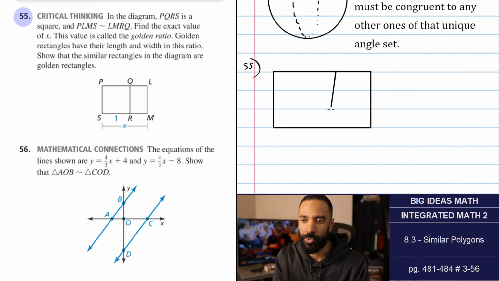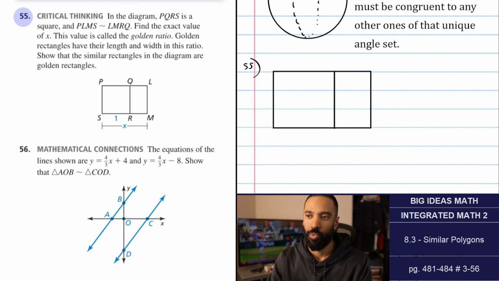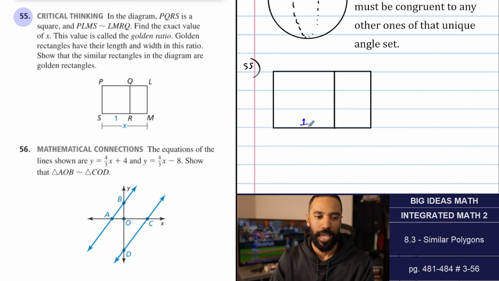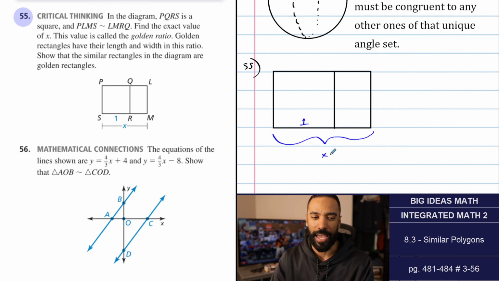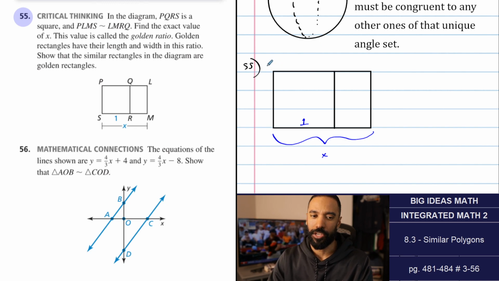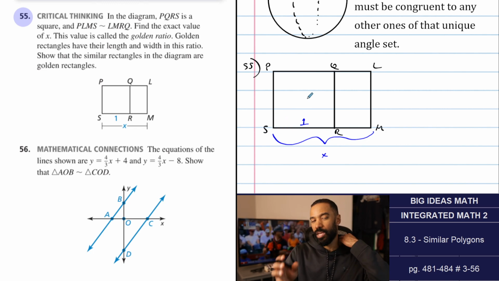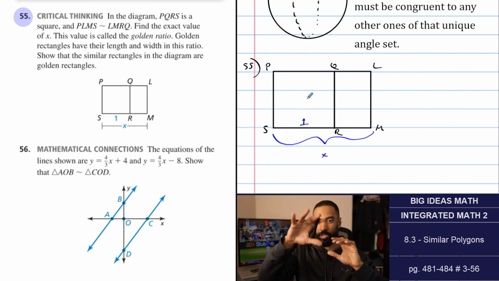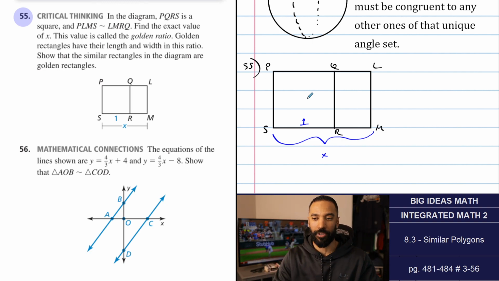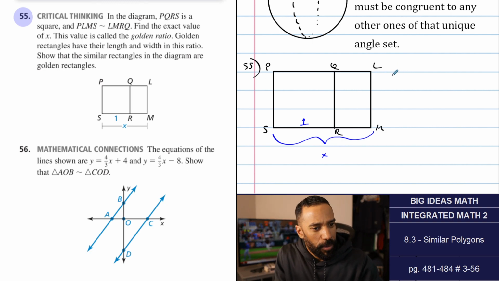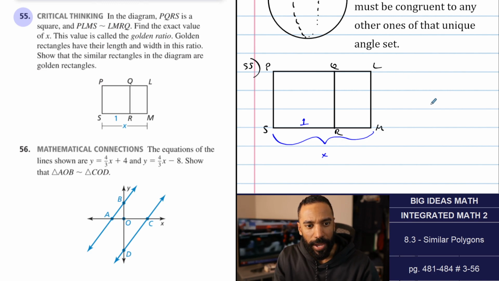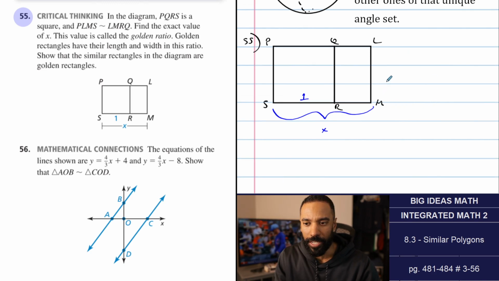But in this set, and this is not a perfect scale drawing, I do have a length here of 1 and an entire length here of x, where I have that P, Q, L, M, R, and S. And again, certain parts correspond because the big rectangle is horizontal, and this one's vertical. So you just got to know which ones correspond. Now, what do they want? Show that the similar rectangles in the diagram are golden rectangles.